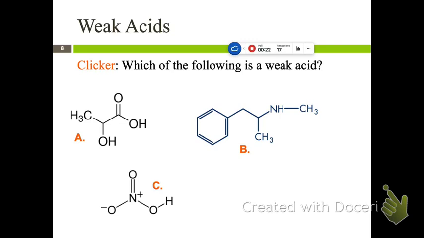Go ahead and select which one you think is a weak acid. Check with your neighbor. I went with B. Okay, a couple more seconds. Who wants to circle why they chose their answer? Someone who hasn't talked today. Anyone?